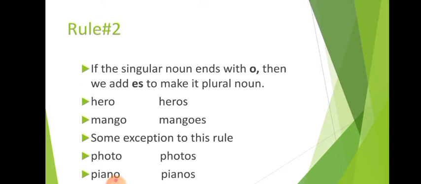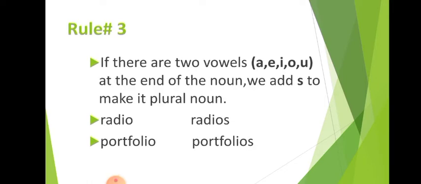Rule number 2. If the singular noun ends with o, then we add es to make it a plural noun. For example, hero into heroes, mango, mangoes. Some exceptions to this rule: the words end with o, but we add only s to make it a plural noun, not es. For example, photo, photos, piano, pianos.